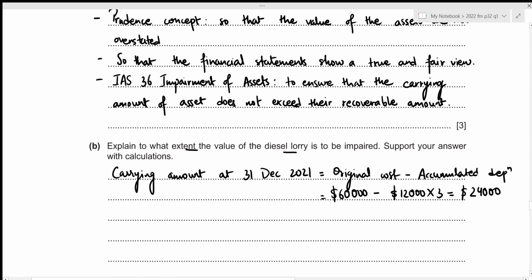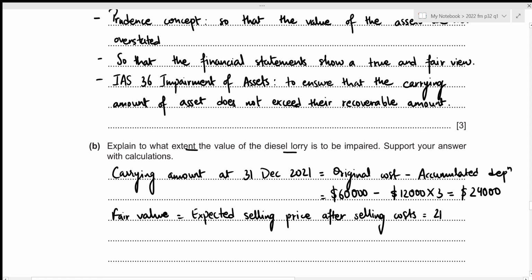Then the next step was to figure out our fair value. And fair value was the expected selling price, or this is the expected market value after selling costs. And in this case, we were given the expected selling price to be 21,000 before incurring any of the selling costs of 4,000. So we just subtract that amount and get our fair value of 17,000.